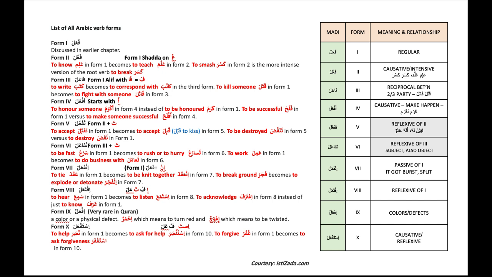Form 2, fa''ala. Look at some examples first. Alima means to know or he knew. But for the sake of easy expression, we'll be using meanings like to know. Allama, to teach. For a verb, to say he did or to do is the same thing. So we'll be using to know, to teach, to write, like that, inshallah. Alima means to know, which is form 1. And when it becomes allama, the meaning becomes to teach. Kasara means to break, but kassara means to smash.